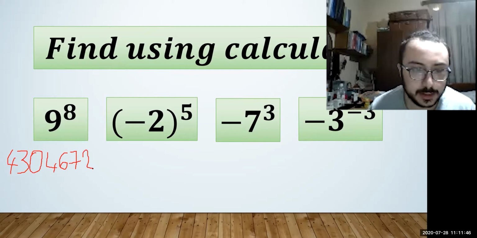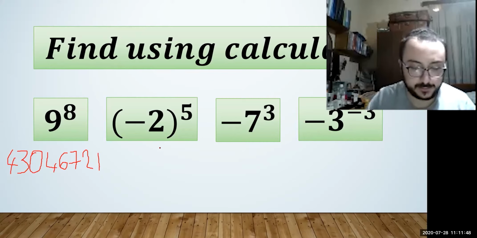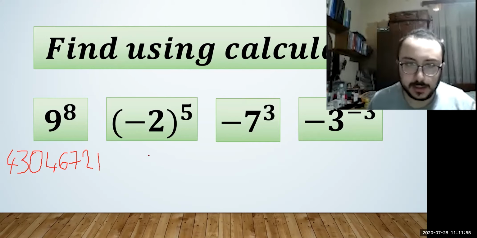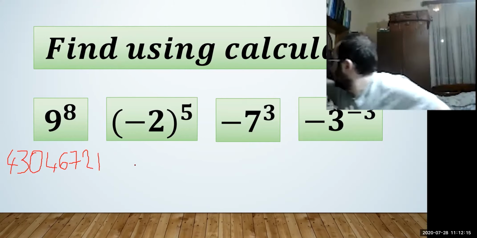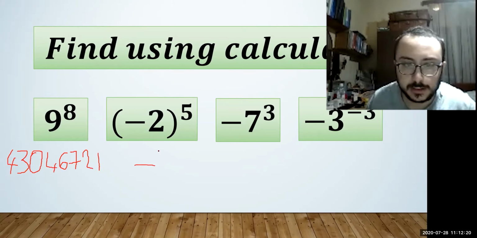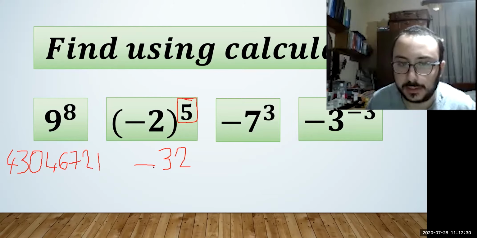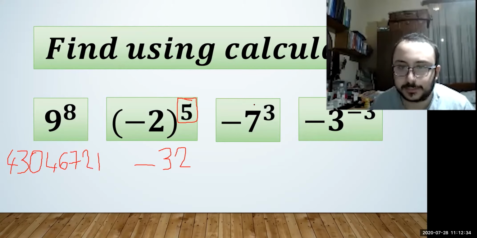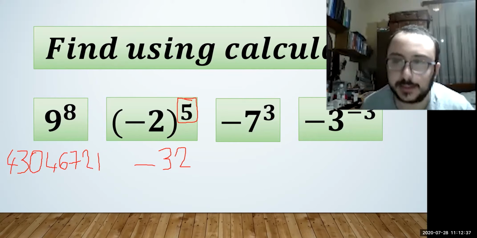The second one, minus 2 power 5. Don't forget the bracket. Minus 32. No, not minus. It's 32. It's minus 32. Oh, the power is 5. 5 is an odd number, so the answer will be minus. Yeah. Minus 7 power 3.